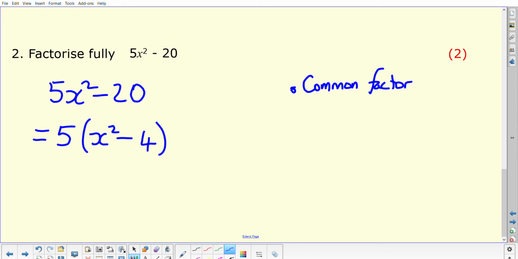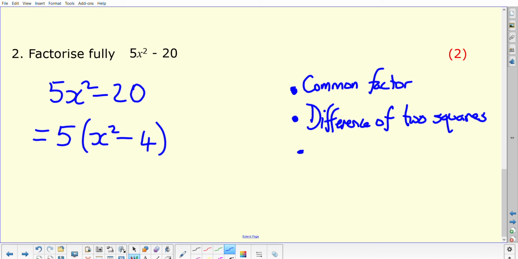Now, whenever you factorise with a common factor, you should always then check, can I split it up any further? And when you're splitting it up further, you're looking to check if you've got a difference of 2 squares, or the other type would be the trinomial. And that's kind of the order that you would go through.